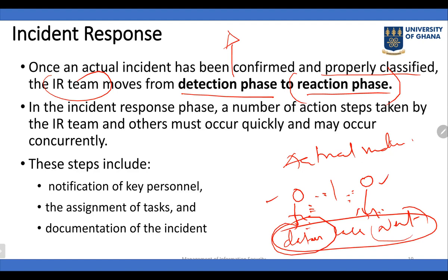And then the things that need to be done: one, notification of key personnel. Of course, once you move from the detection phase, you need to notify key personnel. You remember I said, if the incident is reported to a secretary, he has to now get key personnel who are actually part of the incident response team to go and handle it. And of course, the assignment of tasks and the documentation of the incident. For every incident, you need to document it so that in future you can analyze it and handle any issues that you couldn't handle well in the first incident.